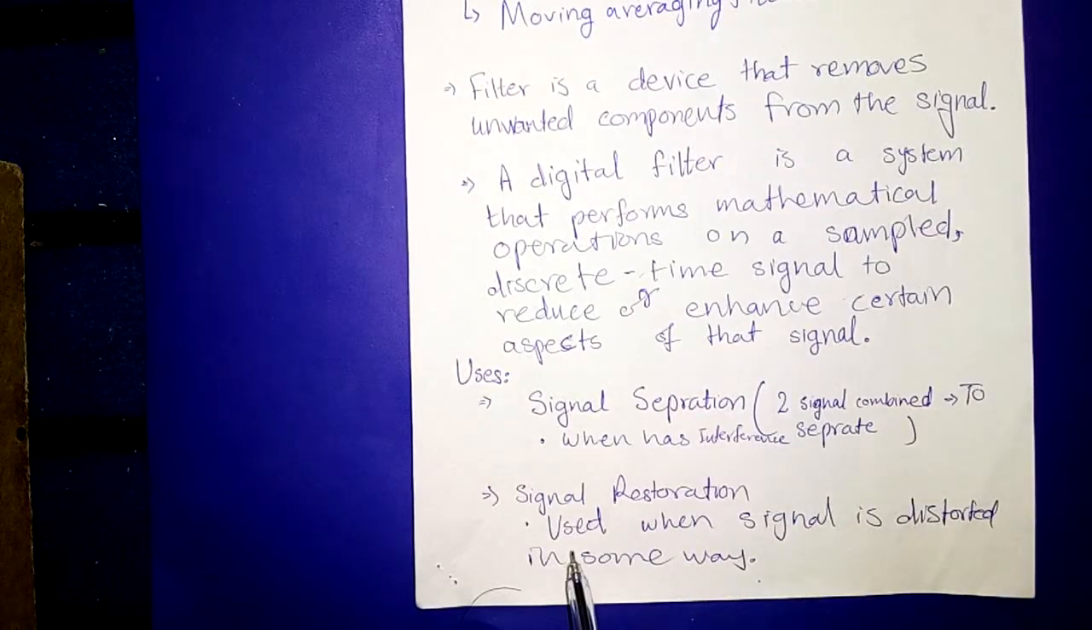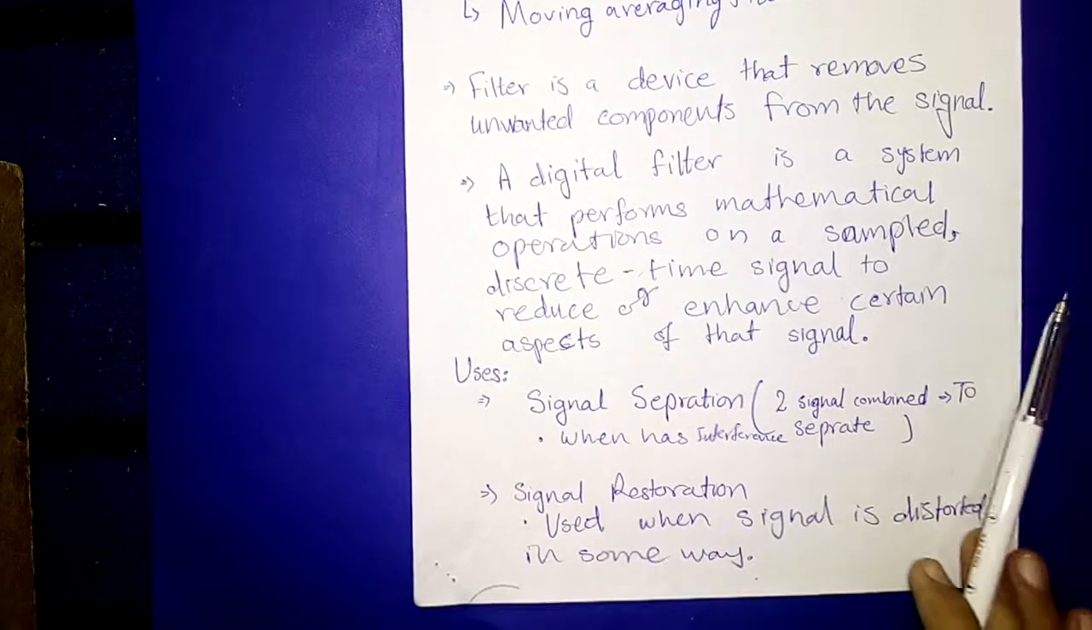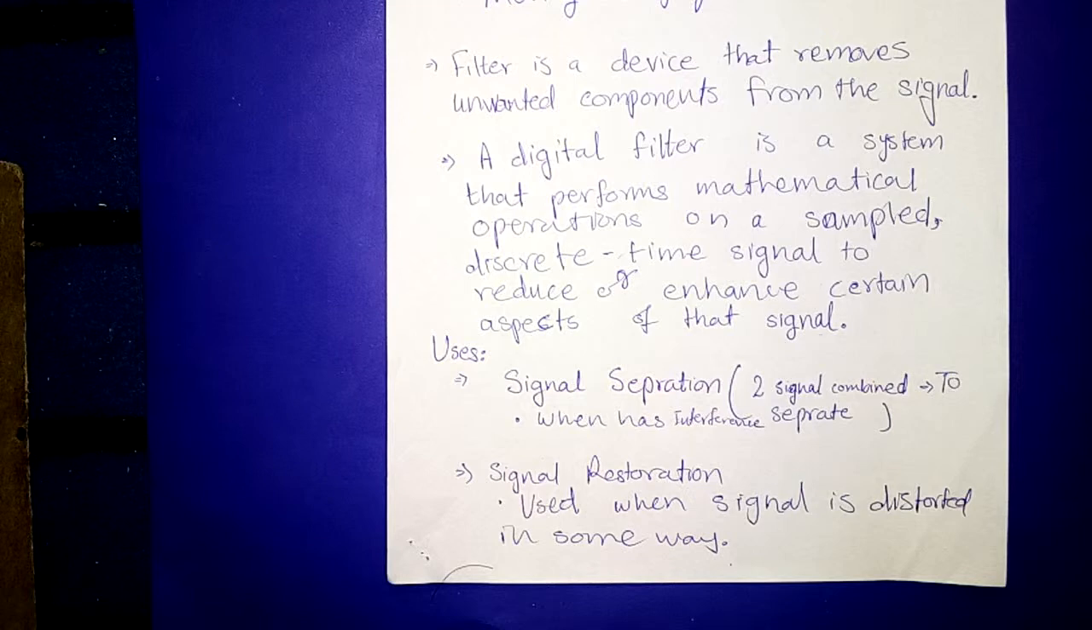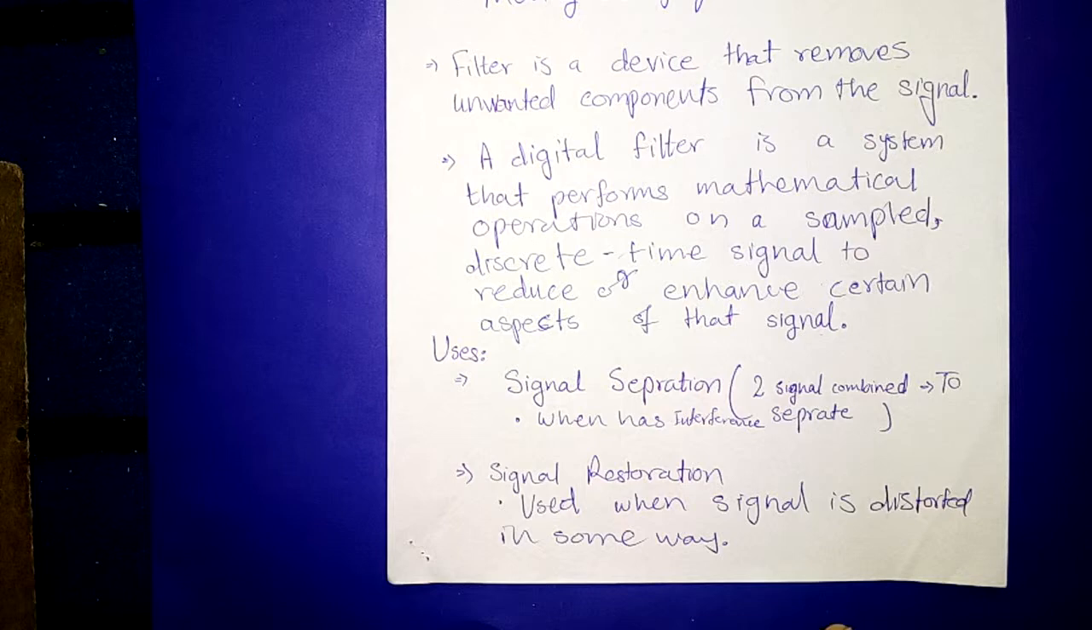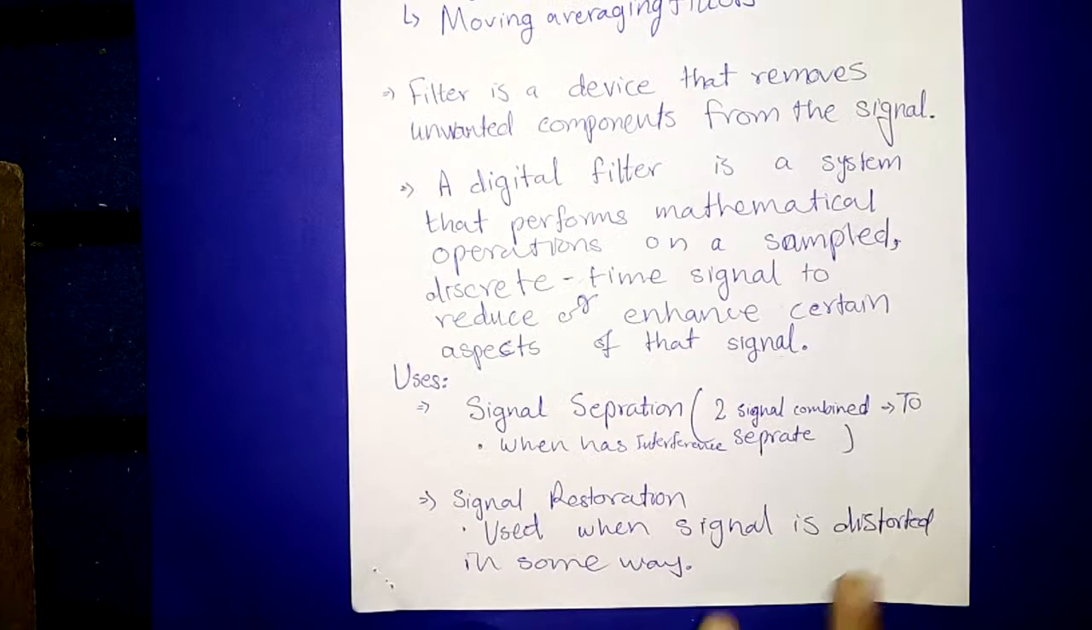So the next thing is signal restoration. It is used when the signal is distorted in some way. For example, if you are transmitting a specific signal and you get it on the receiver side, then you have to reproduce the original signal as it was transmitted. So उस केस में, क्योंकि डिस्टॉर्शन ऑब्वियसली आएगा चैनल की वजह से, तो उसकी रेस्टोरेशन के लिए हमने डिजिटल फिल्टर्स इस्तेमाल करते हैं.